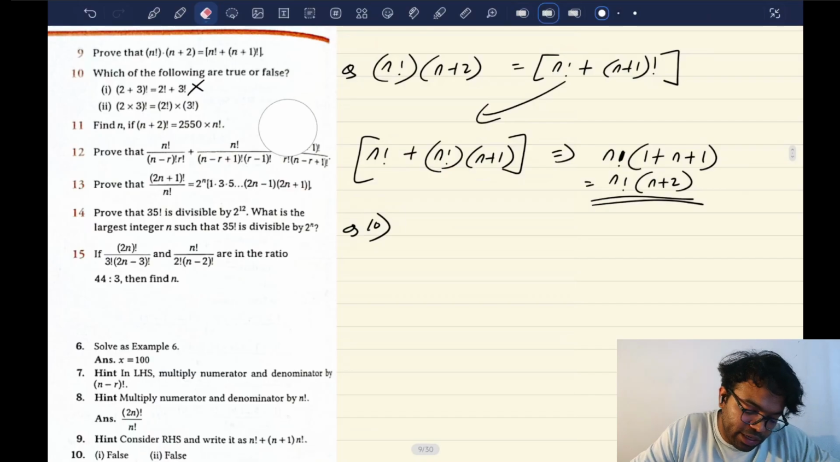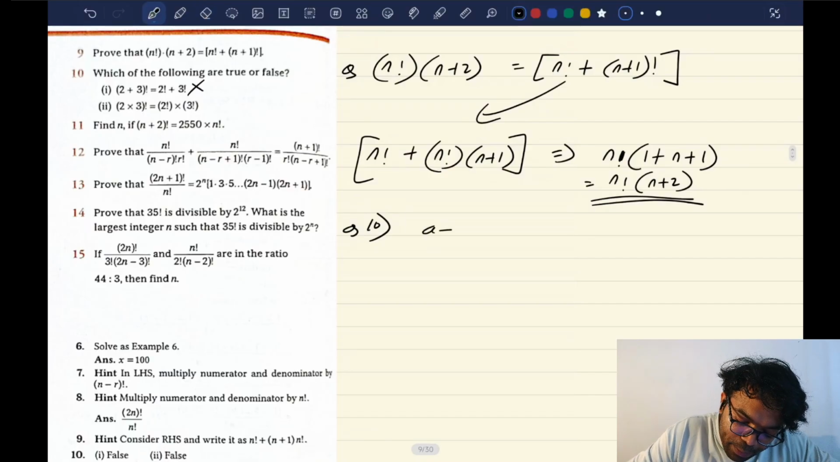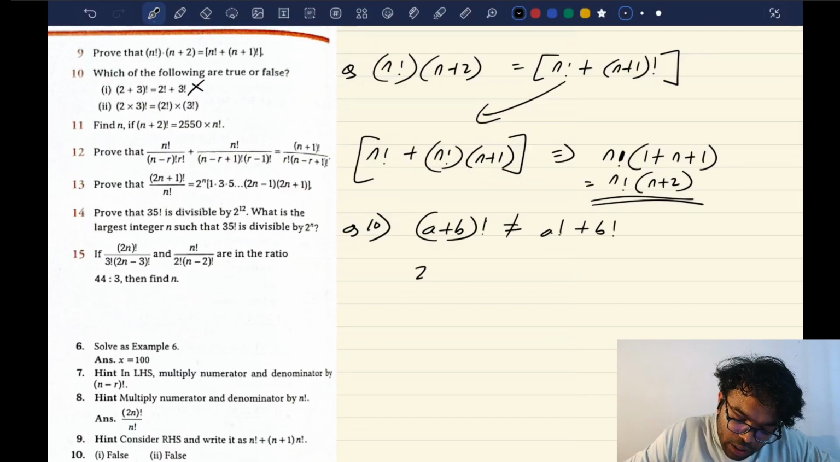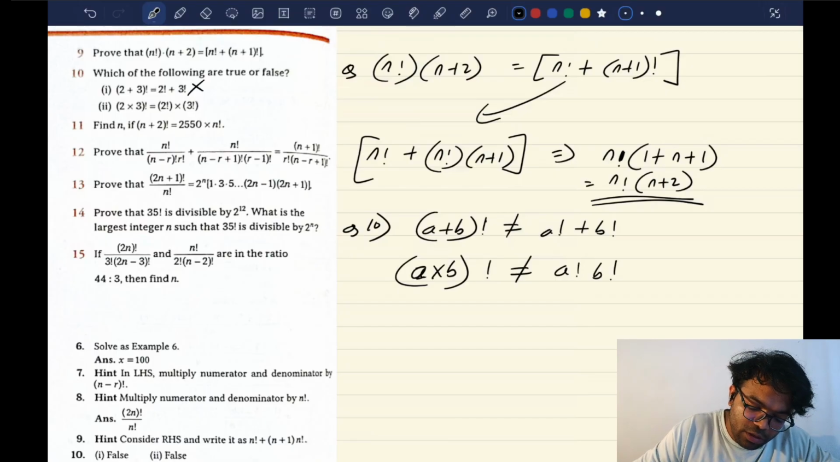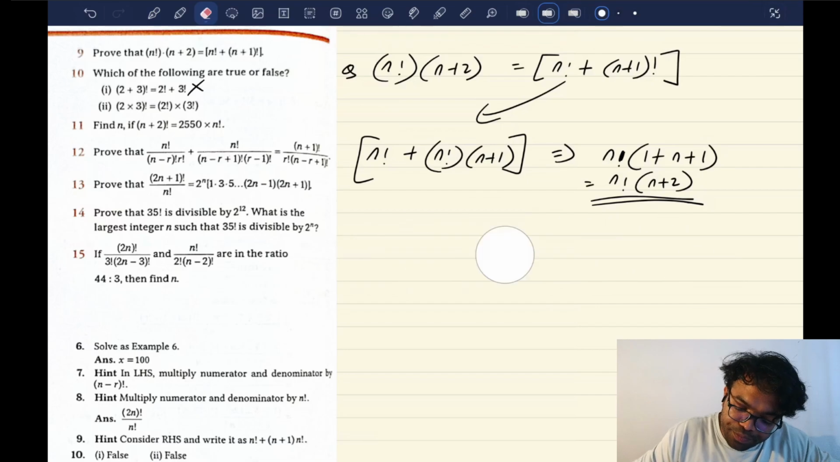Okay, so this is basically one formula. A plus B factorial is not equal to A factorial plus B factorial. A multiplied by B factorial is not equal to A factorial B factorial. Correct? This is what they want you to remember.